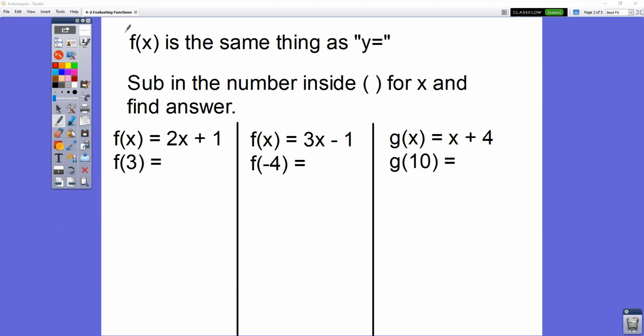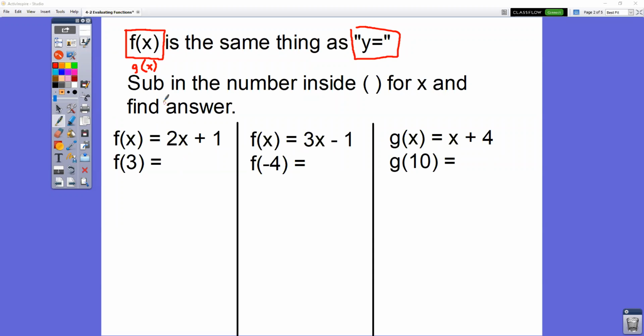So the first thing is you have to know some notation. The notation that you need to know is that f of x is the same thing as y equals, all right? F of x is the same thing as y equals. Sometimes you're going to see f of x. Sometimes you might see g of x or h of x or things like that. All of those things mean y equals. F of x is just a sort of more mature, mathematically speaking, way to write things instead of y equals. So there are 3 different types of questions today.